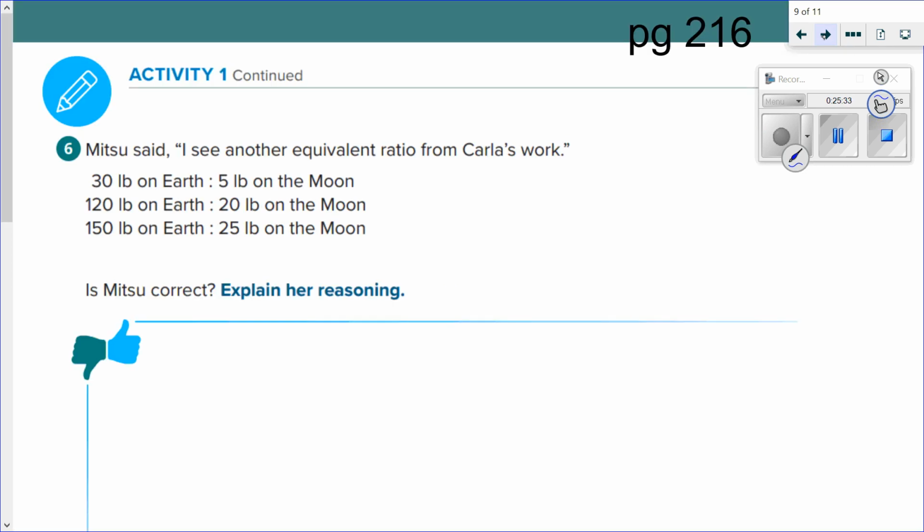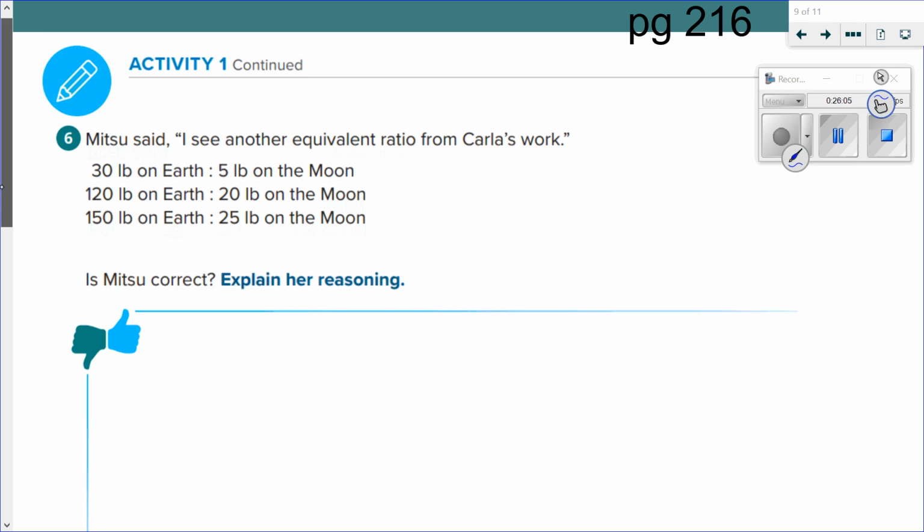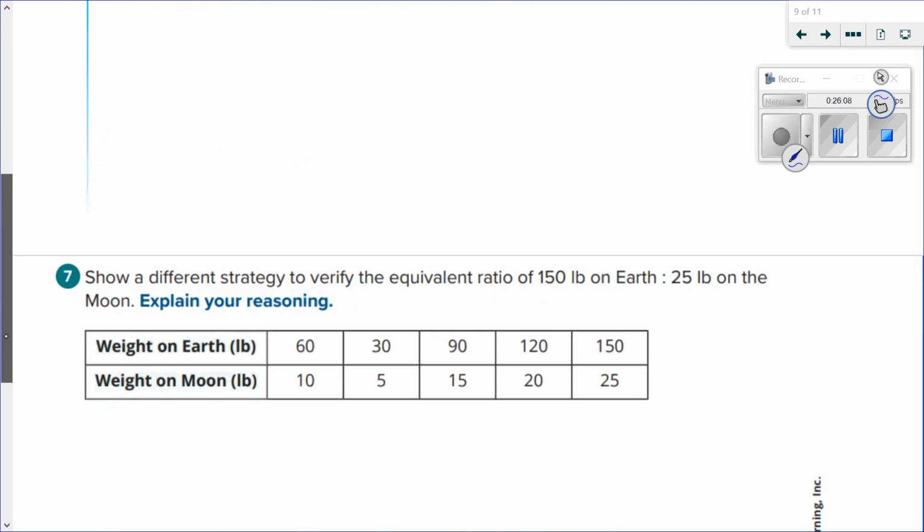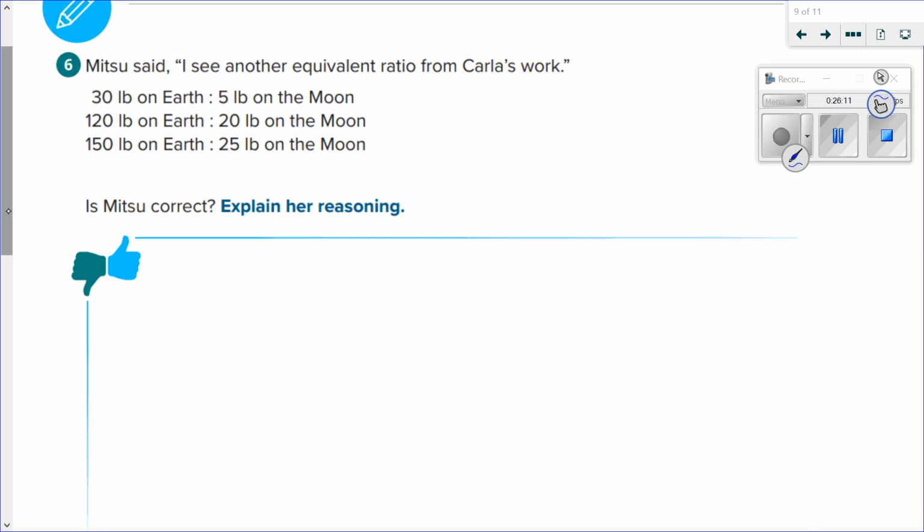Turn the page, please. 5. All right, so Mitsu said, I see another equivalent ratio from Carla's work. And she showed 30 pounds on Earth is the same as 5 pounds on the moon, 20 pounds on Earth to 20 pounds on the moon, and 150 pounds on Earth to 25 pounds on the moon. Is she correct? And explain your reasoning. I want you to answer that one at the table, and I also want you to do number 7 if you finish number 6 before we go over it. Go for it. You have about 5 minutes.